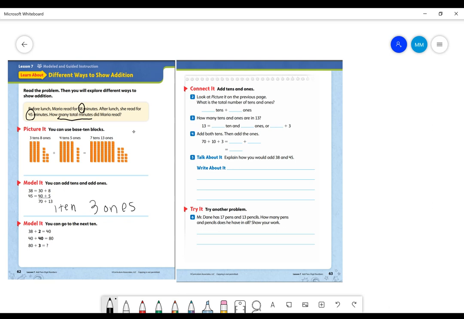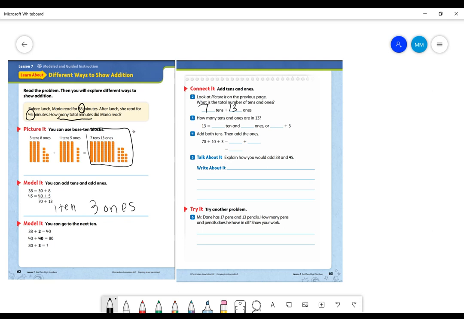It says, picture it on the previous page. What is the total number of tens and ones? So look back on our picture it. On our picture it, it said we had 7 tens, which is the same as 70, and 13 ones.